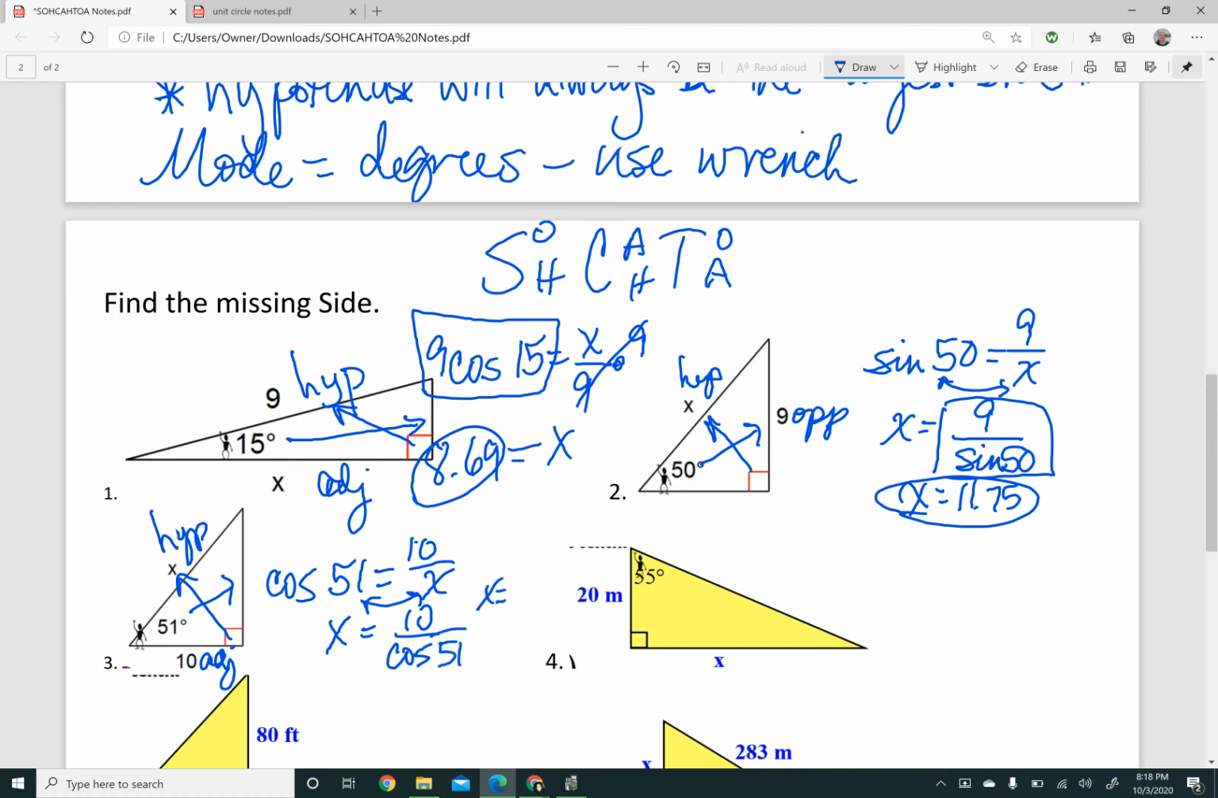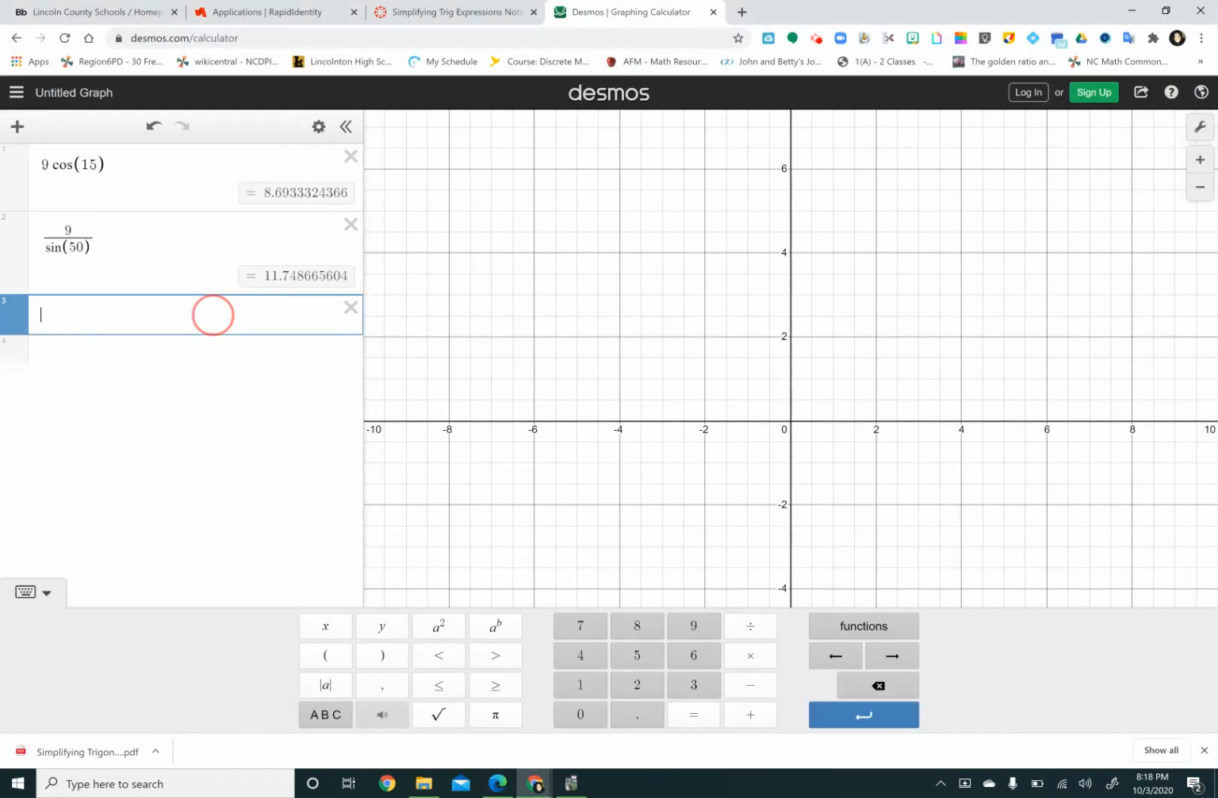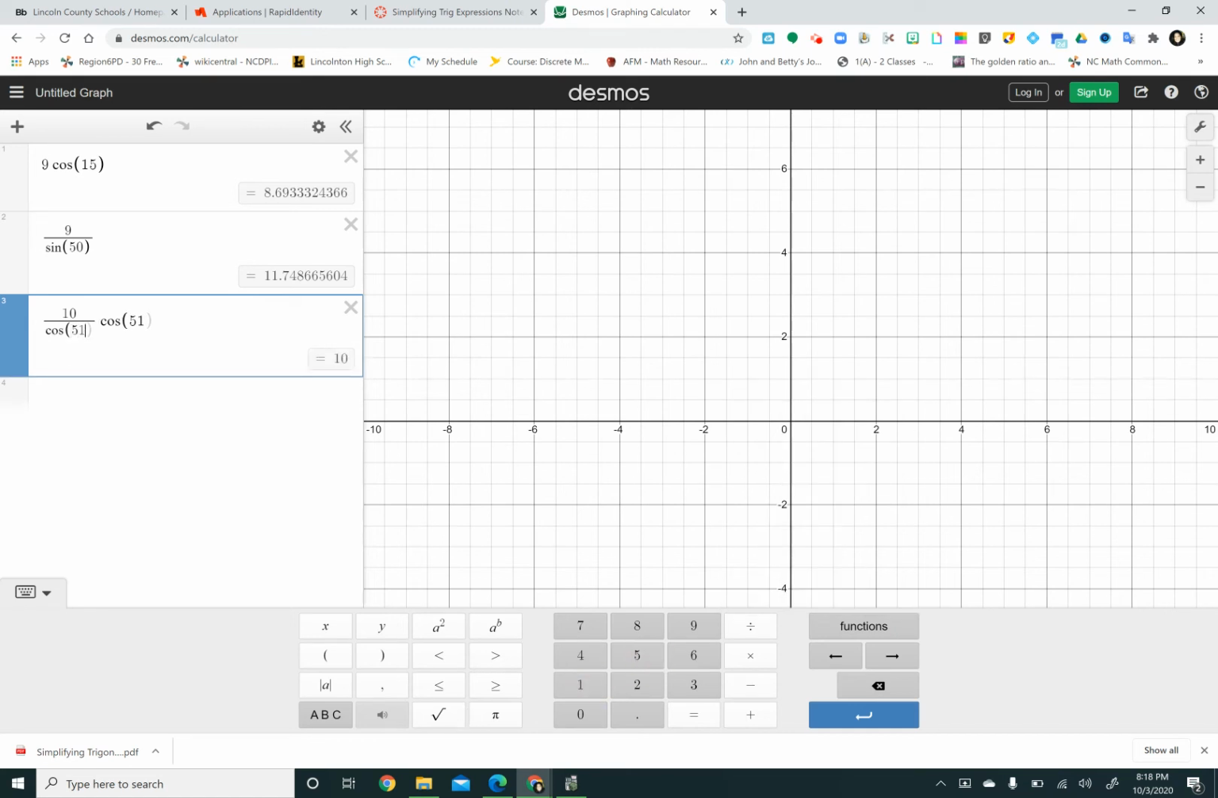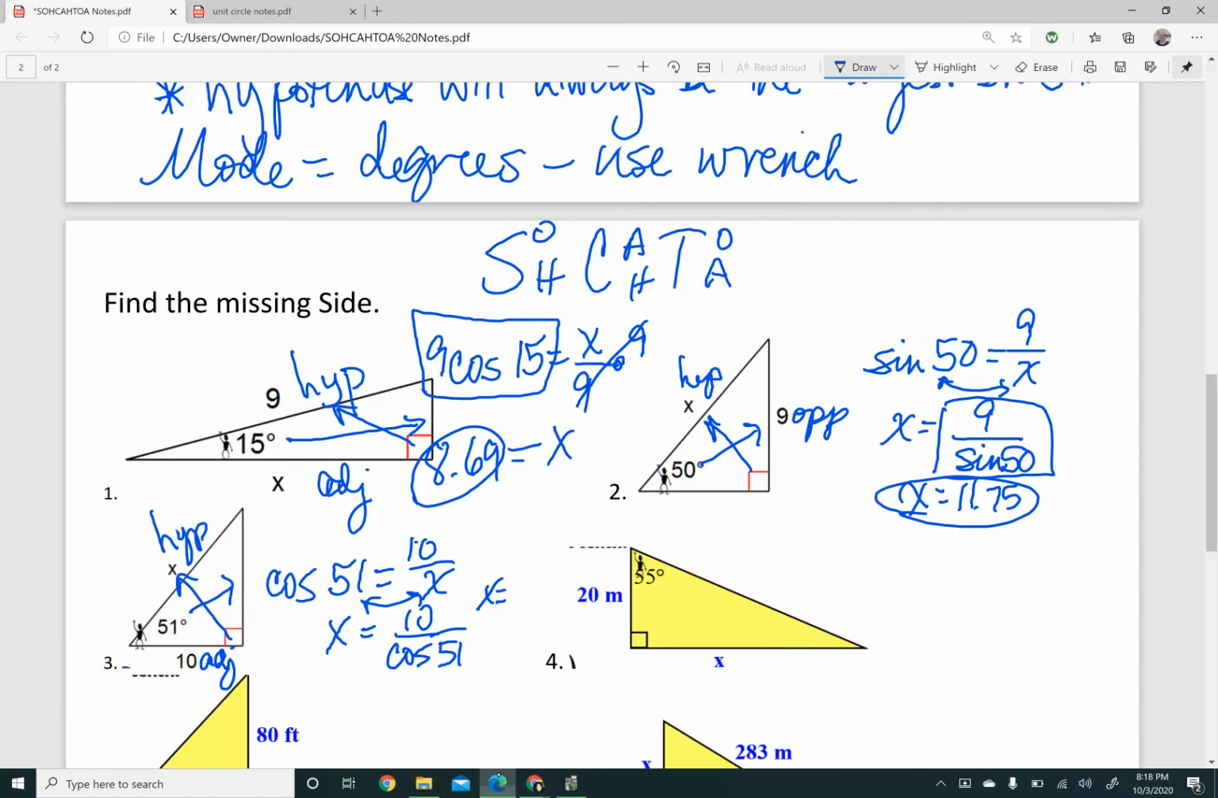So x equals 10, the cosine of 51. Oh, that's not right because it should be divided by. Let me get rid of this. There we go. So 15.89. And remember, the hypotenuse should always be the larger side. So if you get something that's smaller than 10, you know you've done something wrong.